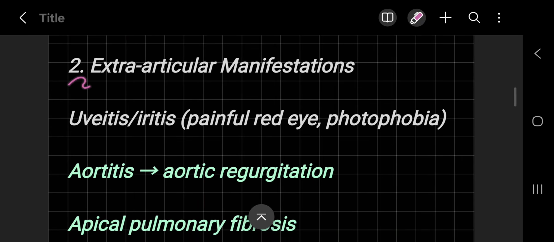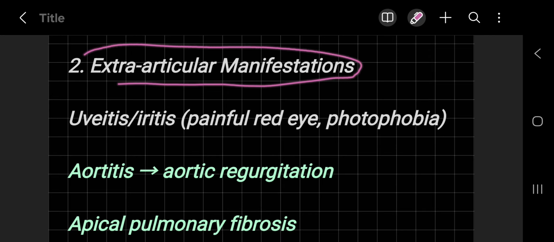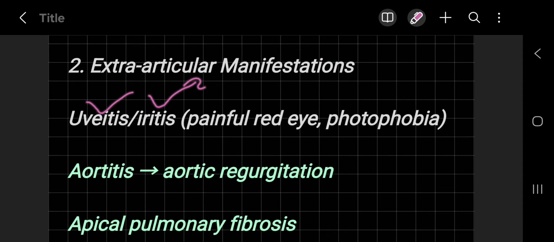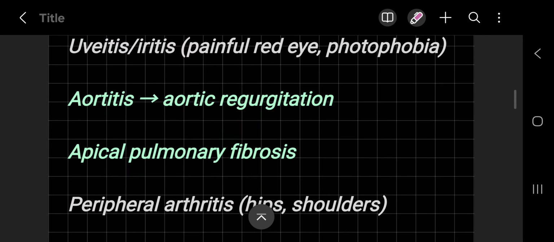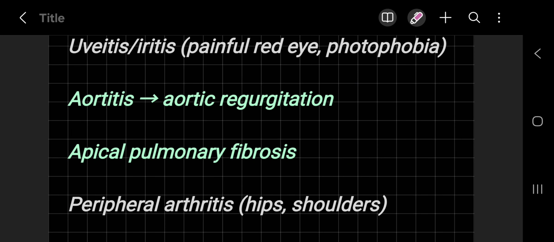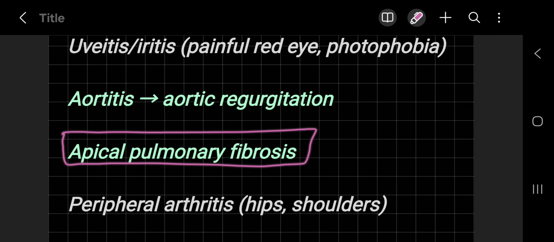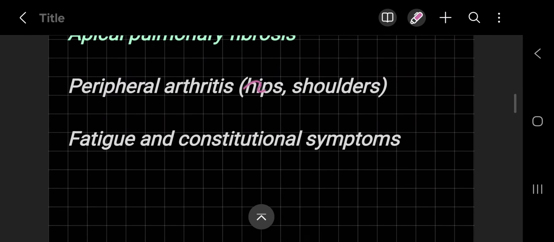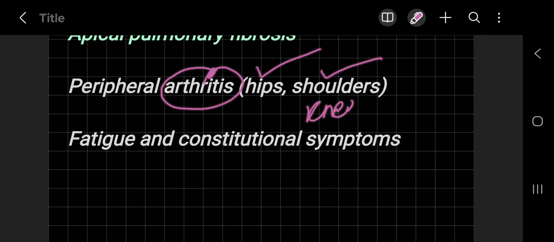As I told you, extra-articular manifestations are also very common in ankylosing spondylitis. Uveitis and iritis are seen in almost every spondyloarthropathy, like psoriatic arthritis. But ankylosing spondylitis typically has aortitis, which leads to aortic regurgitation, and apical pulmonary fibrosis, seen bilaterally just like in TB. There is also peripheral arthritis, and the changes in this peripheral arthritis are permanent. It involves large joints like hips, shoulders, and knees.